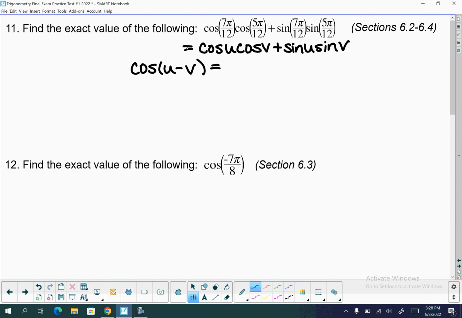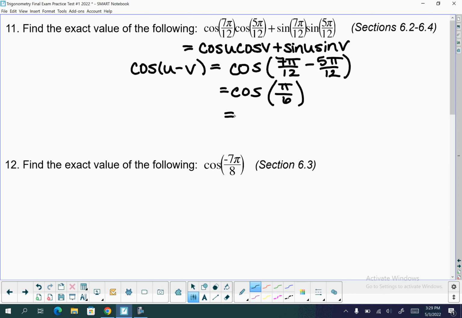This is cosine u minus v that we see. And the u is the 7 pi over 12. And the v is the 5 pi over 12. And then you can just simplify that easier side of the equation. 7 pi over 12 minus 5 pi over 12 is 2 pi over 12, or pi over 6. And then this becomes a unit circle question. So cosine is my x coordinate at pi over 6. Final answer is going to be rad 3 over 2.